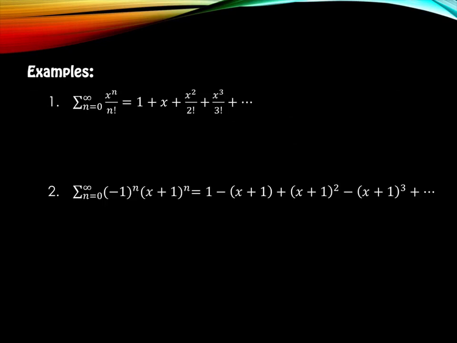These are a couple of examples, not ones that we have to do anything with, but I just want you to see what they look like. The first one is a summation from n equals 0 to infinity of x to the n over n factorial. We saw this one last time, or at least a variation of it. It would look like 1 plus x plus x squared over 2 factorial plus x cubed over 3 factorial, and so on. This would be a power series. Where is it centered? 0. This is a power series centered at 0.